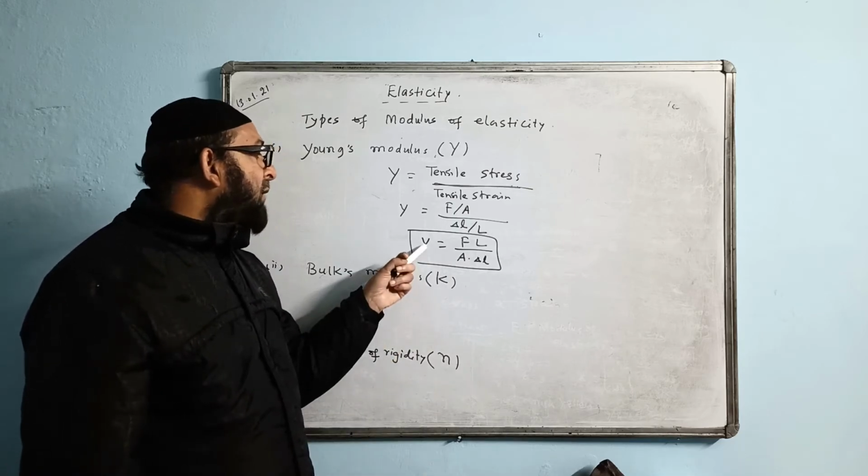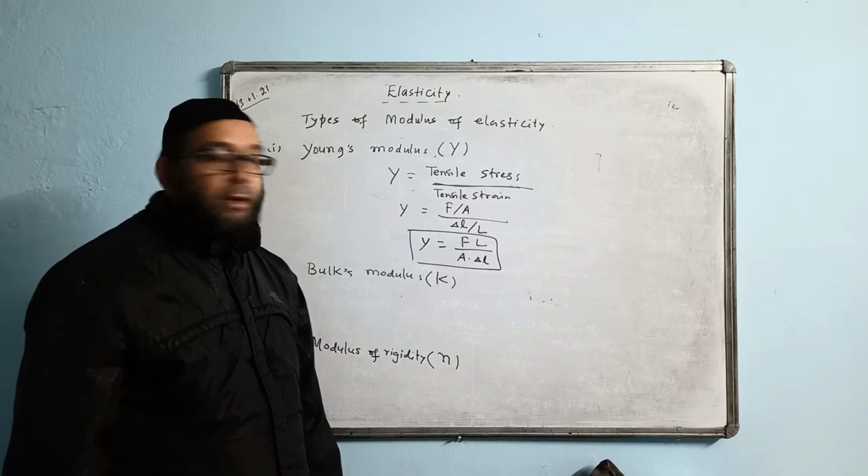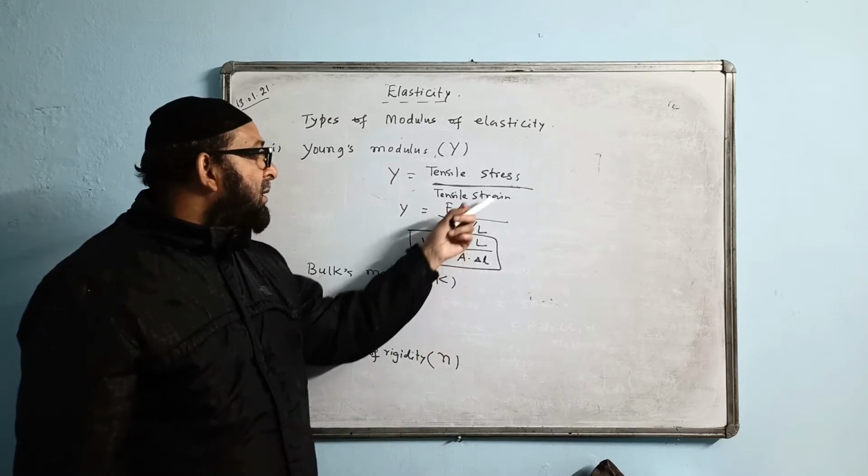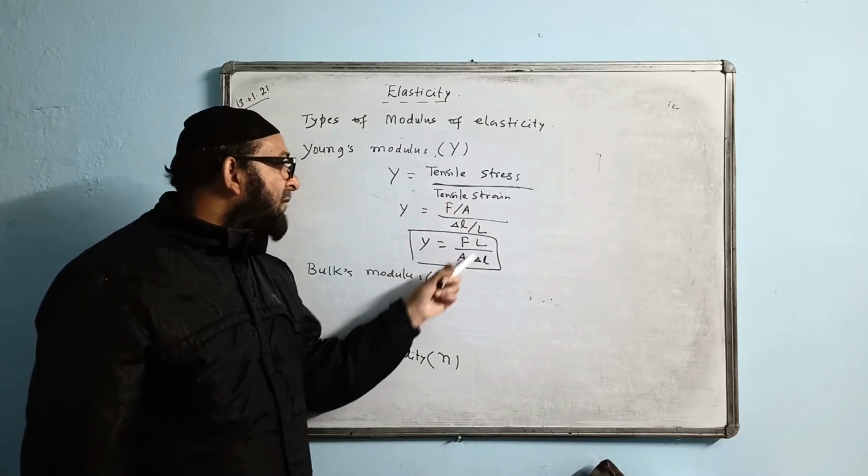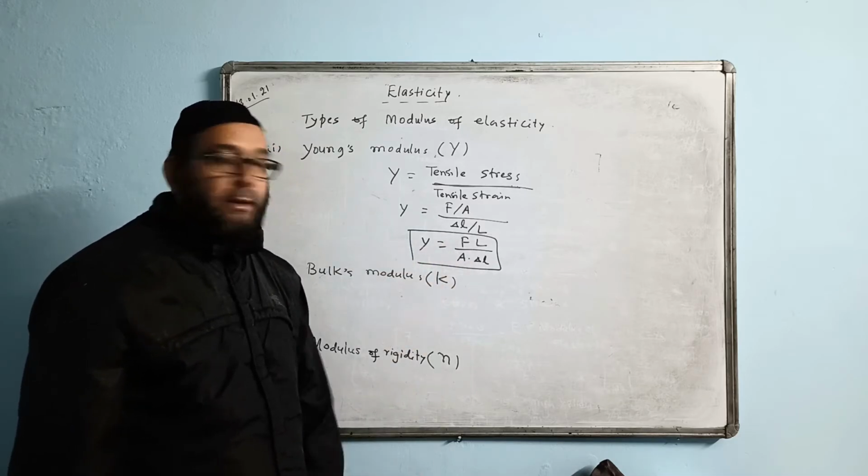And the unit of Y will be Newton per meter square, because strain doesn't have units, so whatever unit is left over for F by A is the unit for Y.